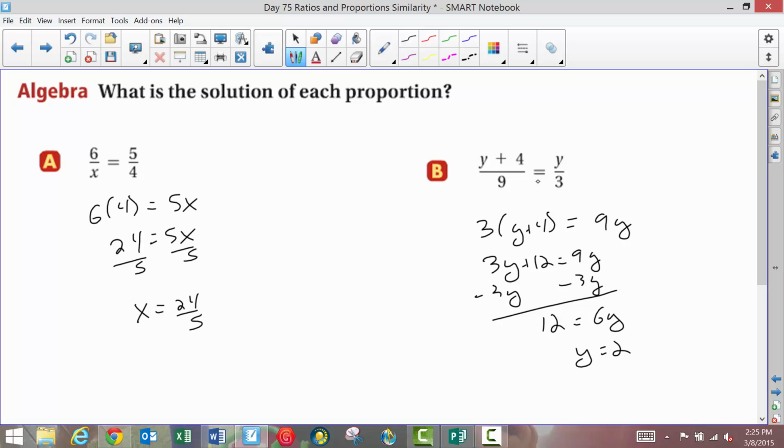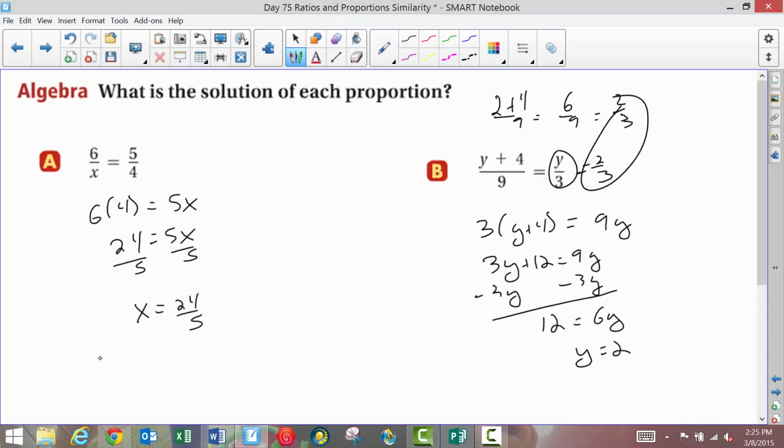And we can easily see that if I substitute 2 in here, if I have y, if I do 2 plus 4 over 9 is 6 over 9, which reduces to 2/3. And if y is 2, this is 2/3, and I notice that they're the same. So when you're solving for proportions, you can easily check by substituting back in.